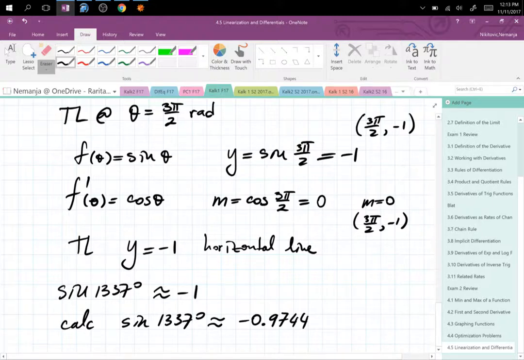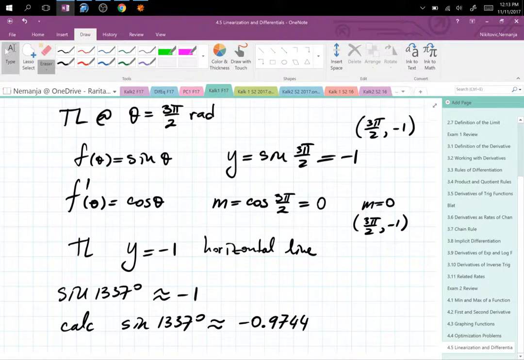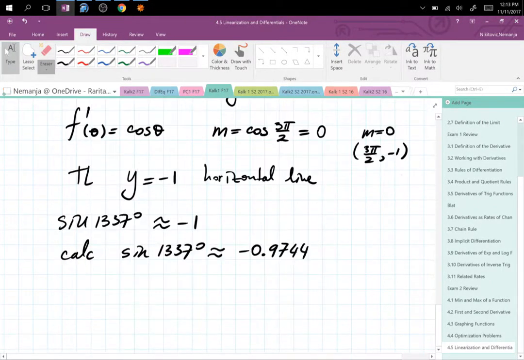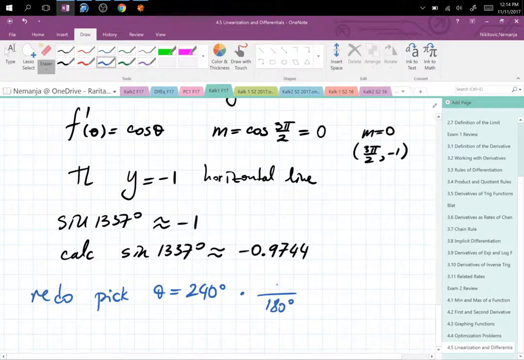Yes. You picked 240 instead. Would we have been off that much? No, we would not be. Actually, that's a good point. Let's redo it. Pick theta equals 240 degrees, and then convert that into radians.